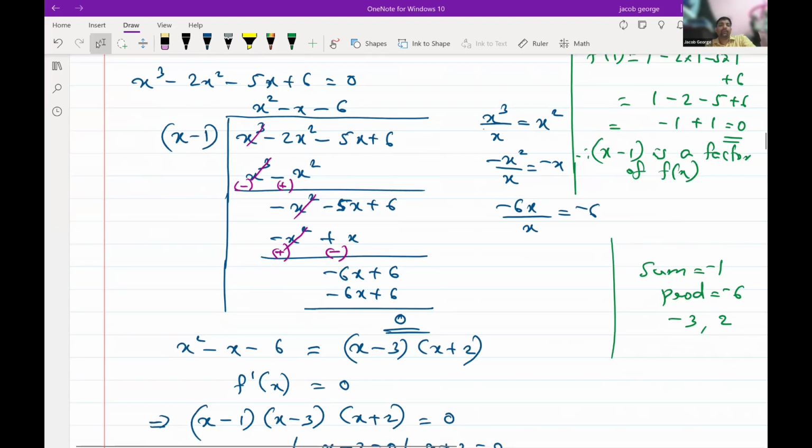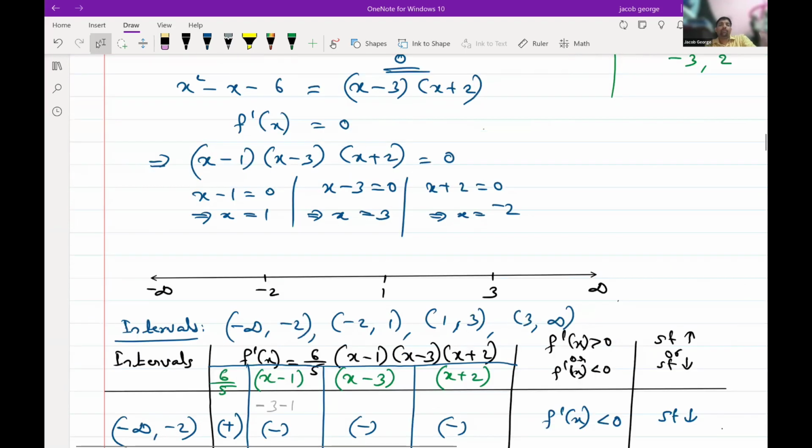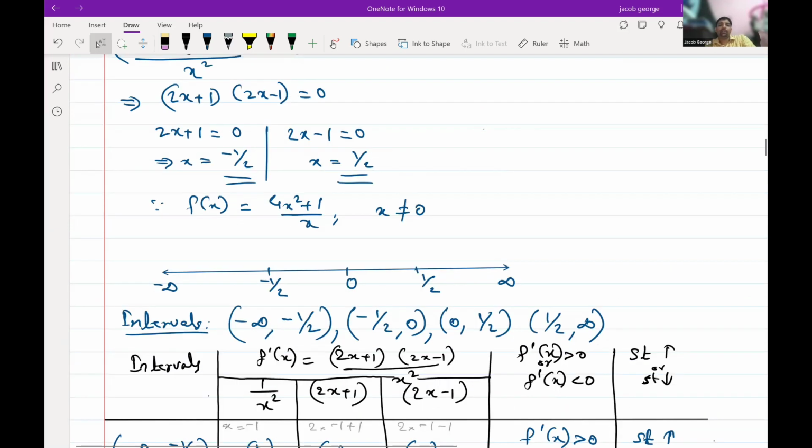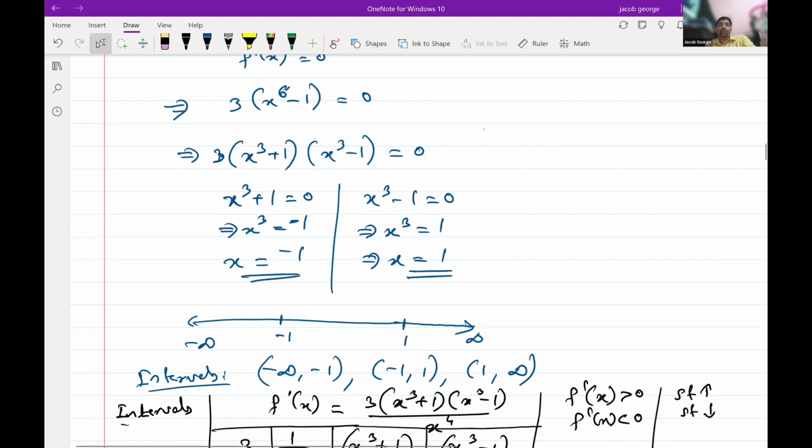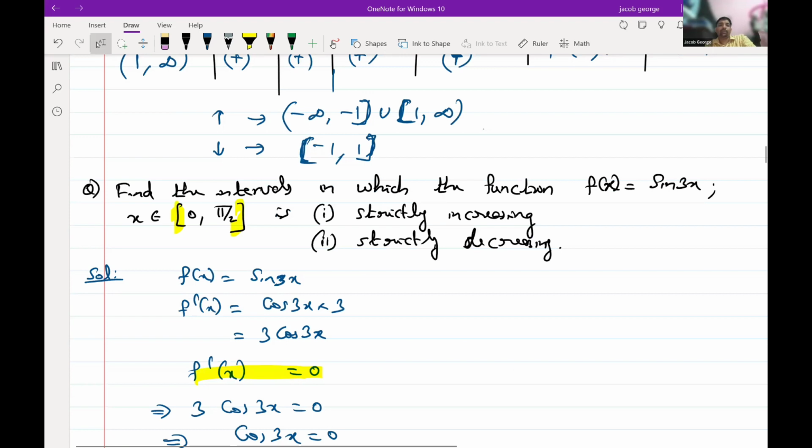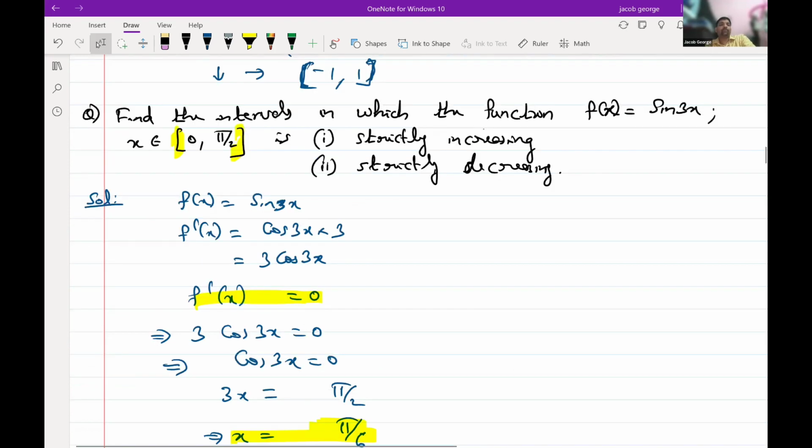Yes, done. Next, trigonometry type, polynomial, similar type, only how to practice well all the possible questions we have done. This is a trigonometry type question. Trigonometry type, it is not from minus infinity to infinity. It will be either from 0 to pi by 2 or from 0 to 2 pi. So accordingly, we write the interval.